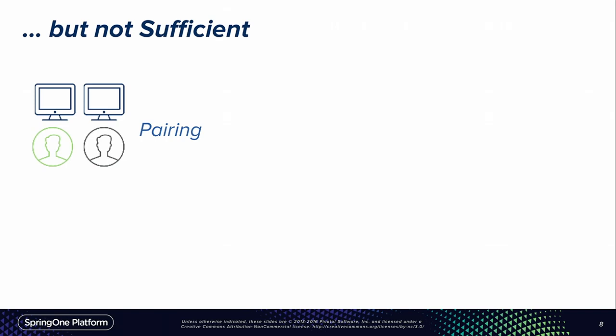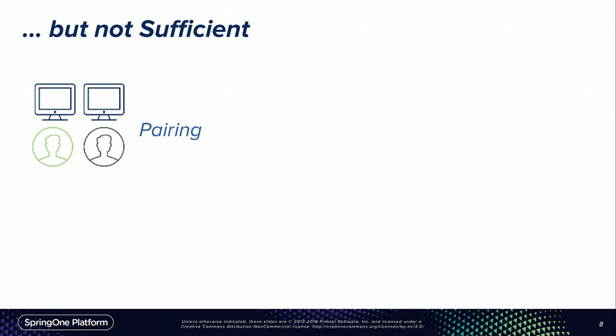So good CI is necessary, but not sufficient. And so this is why Pivotal practices a lot of our Agile and XP methodologies. I'm not here to preach any of those things, but this is what works for us. This is what we find we need, in addition to good CI.